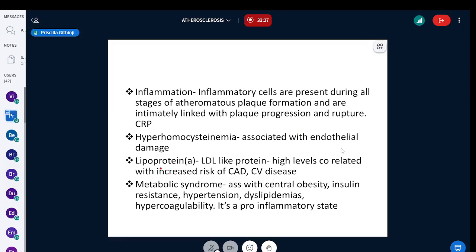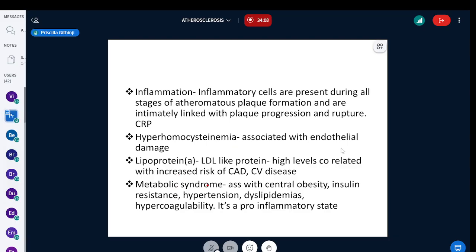Then we have high levels of lipoprotein A, which is usually like an LDL-like protein. It's actually considered more lipogenic than LDL. It transports more cholesterol to tissues than LDL itself. And when you have high levels of lipoprotein A, then you are at a high risk of having atherosclerosis. And when you have these high levels, they will increase your risk of coronary artery disease and also cerebrovascular disease, which will lead to strokes.